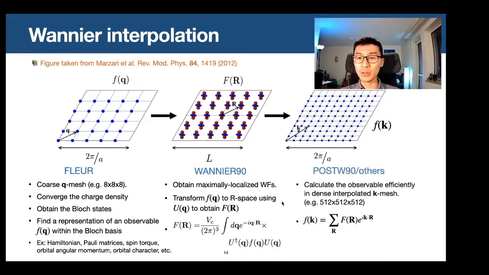Then what you do is you Fourier transform back to k-space, but now k is simply a parameter, so you can do it on any arbitrarily dense k mesh, and then you can calculate some physical quantity in a very efficient way on a very dense mesh. So this mesh could easily go up to 500 or 1,000 as long as you have the computation power.